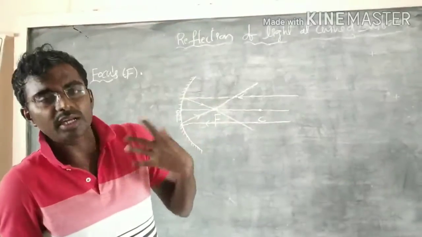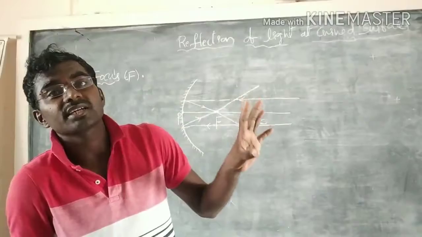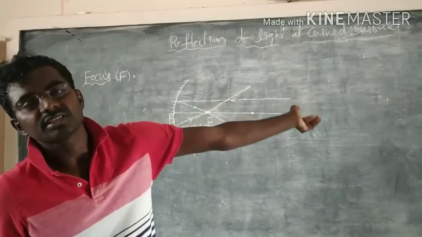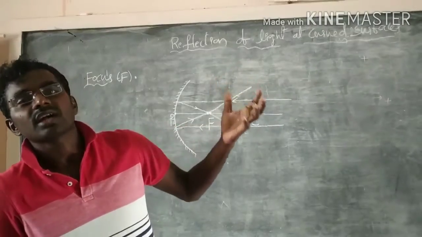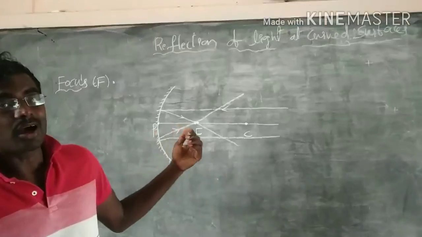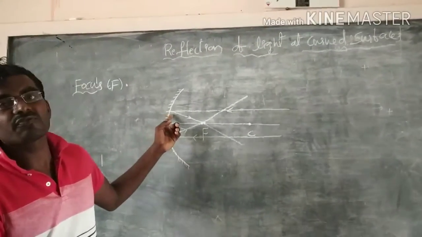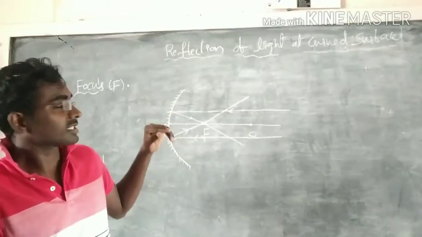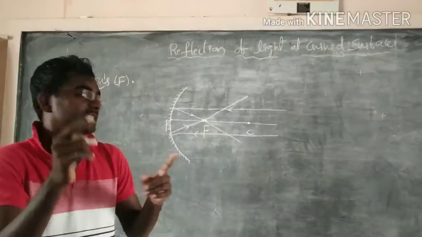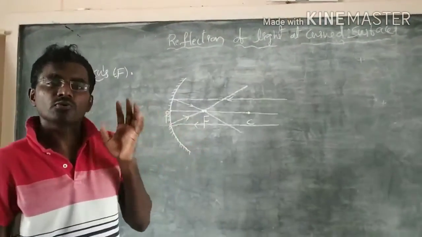So how can we get parallel rays? We get parallel rays if you keep the object at infinite distance. So if the object is at infinite distance, then the rays coming from that object are parallel to the principal axis. If those rays strike the concave reflecting surface, then all the rays are meeting at a point. This point is called focus.